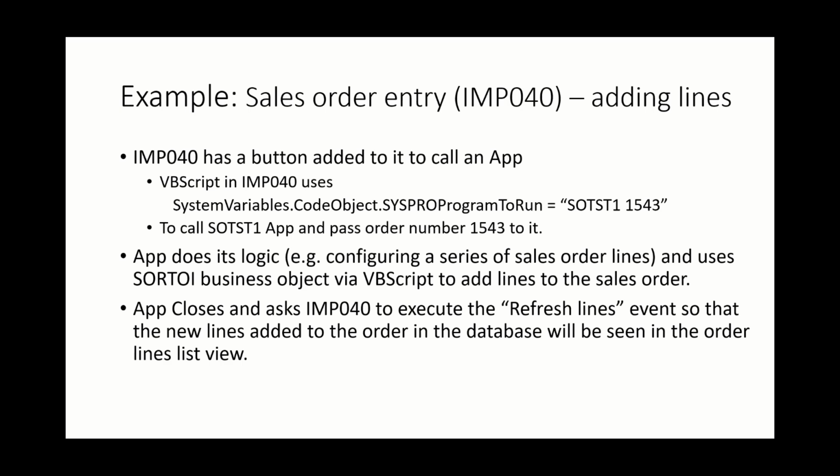And it will use the SOAR TOI business object to write lines back into the sales order. And then as the app closes, it needs to be able to say to Info4o, I've added new lines to you. Will you please refresh the lines in the sales order? Otherwise, if you don't do that, you'll have added lines and you can't see them in order entry. Now, that last bit is a relatively new idea.